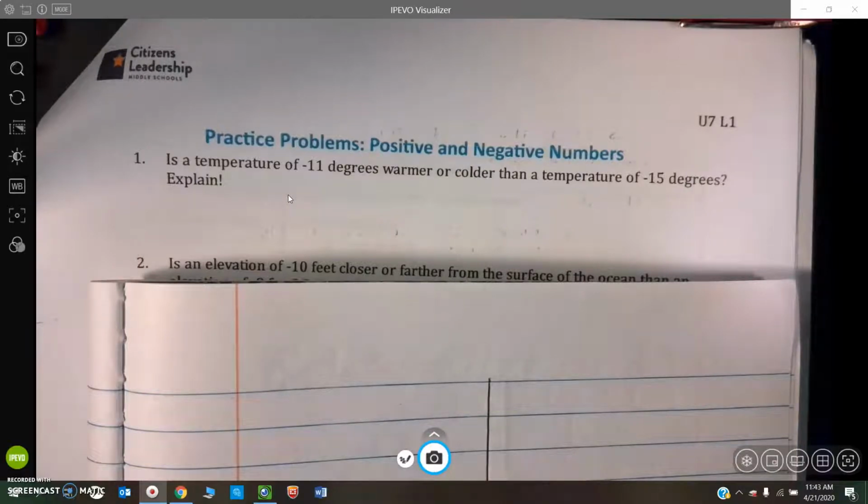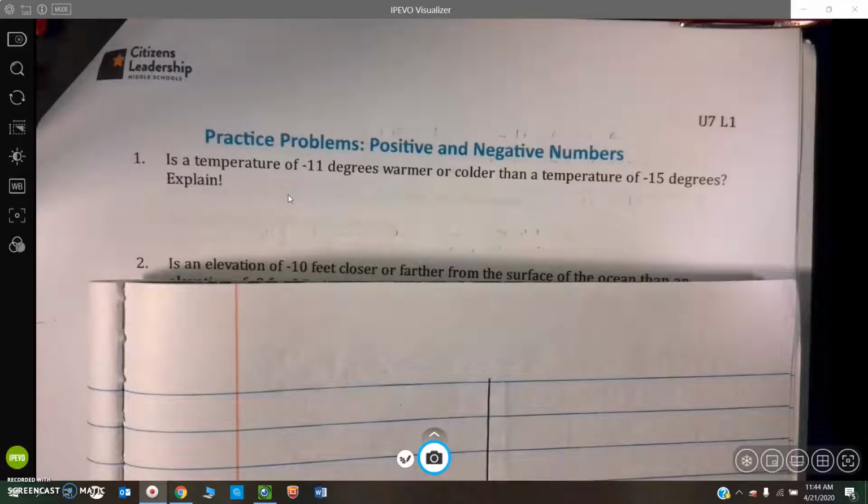Okay, so first off, let me start by saying it's really important that when you guys complete these lessons and these practice problems, that you are really taking your time and reading each question to make sure that you are, in fact, answering what the question is asking. I saw some people, for this problem, for instance, combining -11 and -15, and that's not what the question was asking. It was asking if -11 is warmer or colder. So your answer should have said, this is warmer because blank.